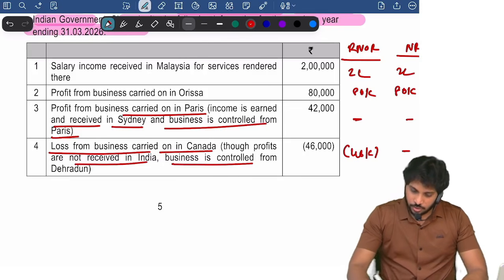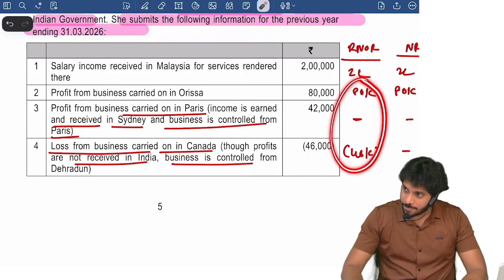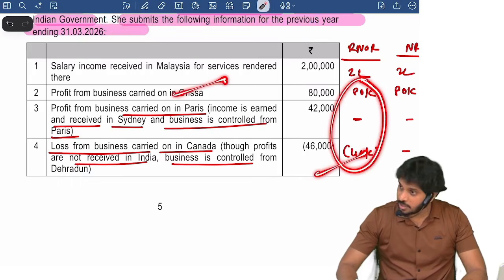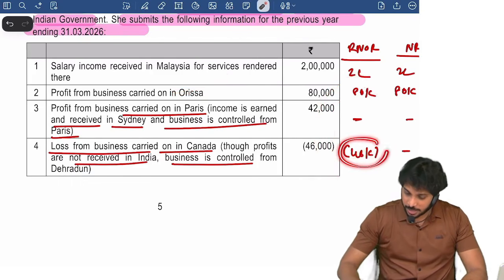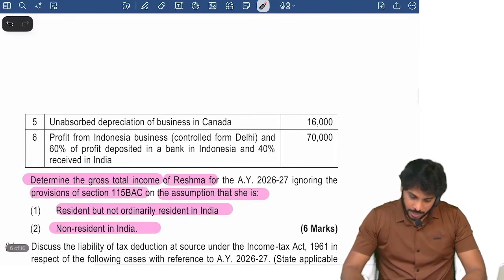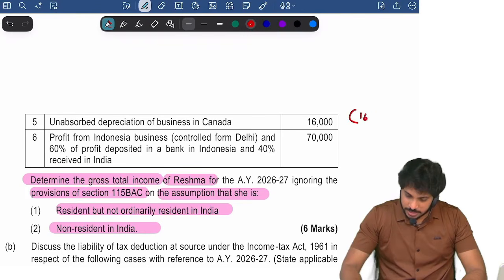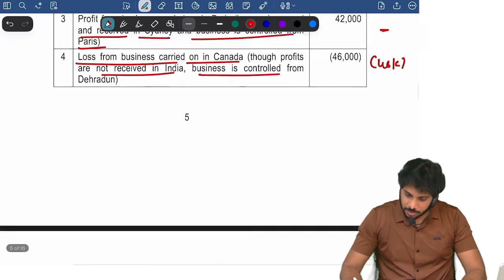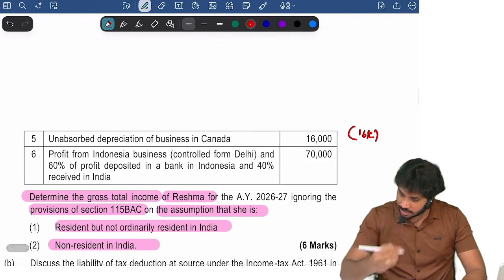Only for R and OR, where business control or profession set up is in India, this logic will apply. Yes or no? So I can apply these two set off, because this is PGBP, this is PGBP. But remember, I should not set off this with salary. Yes or no? Then unabsorbed depreciation for business in Canada. Yes, I can claim. Canada business is controlled from India. I can set off with current year PGBP income.